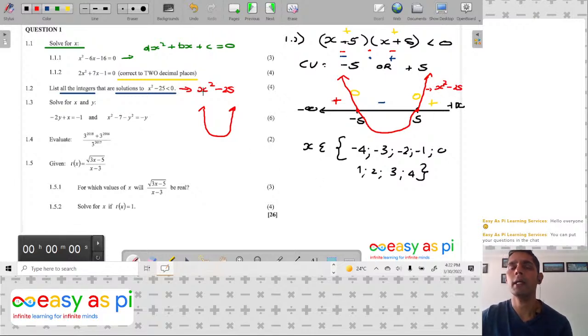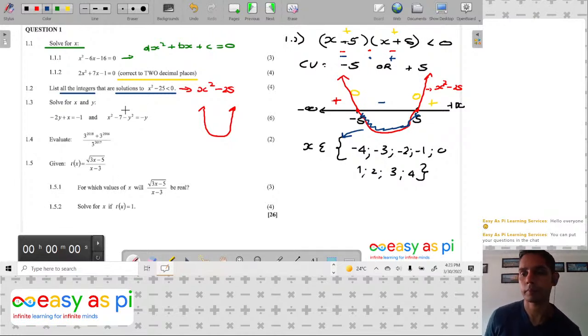Okay, now in that case, all I need to do is say, okay, where is this negative? Well, it's negative all the way here, which would then give me the same answer. All right, so you can look at it in two ways, whichever you feel is more intuitive. All right, and that's my answer for this question 1.2.